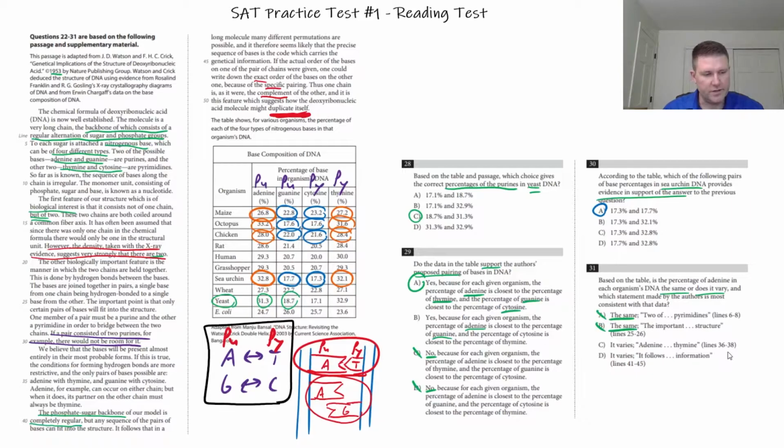And just be really careful about picking your evidence here. So looking at 36 through 38, let's go down there. Adenine, for example, can occur on either chain, but when it does, it has to be with thymine, basically. That's not very strong, but let's check D and make sure that's a good one.